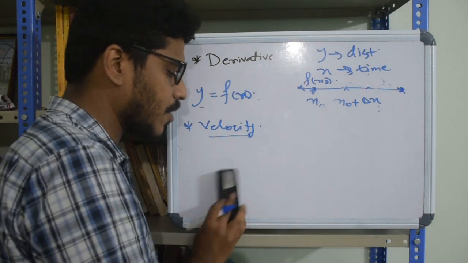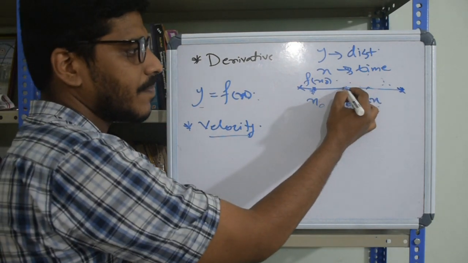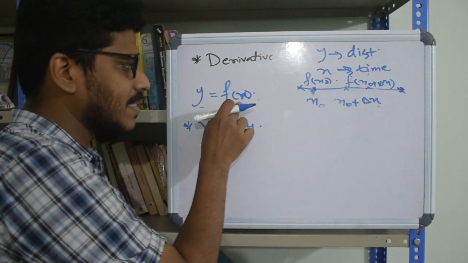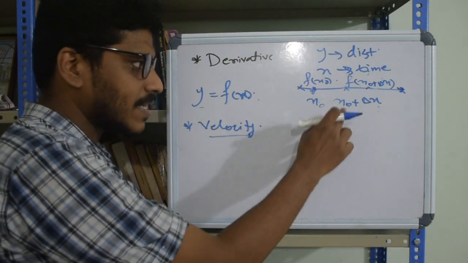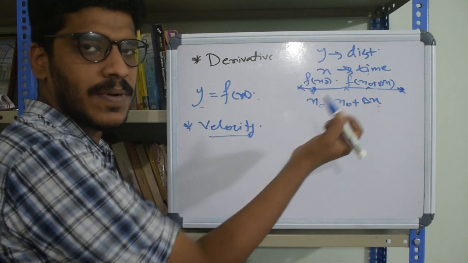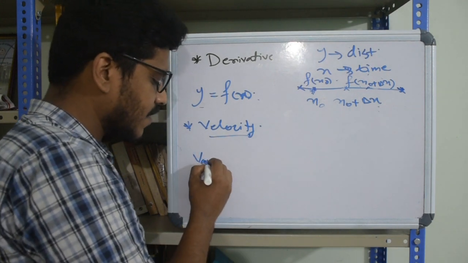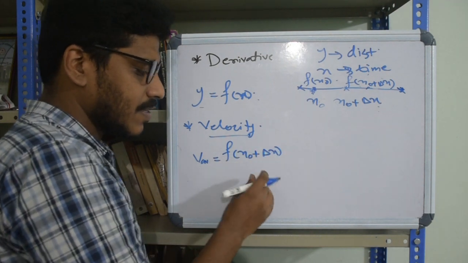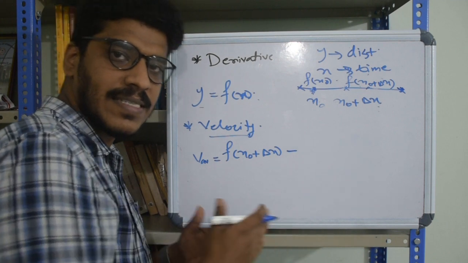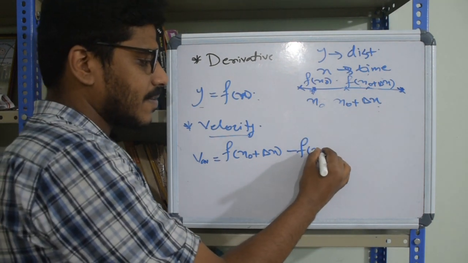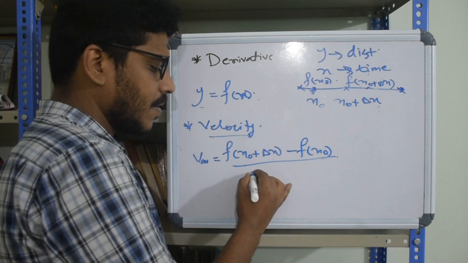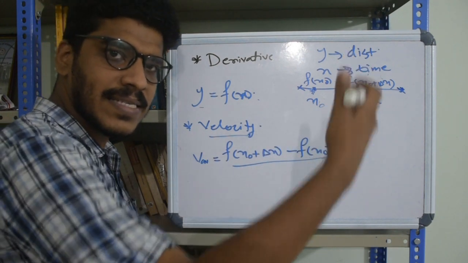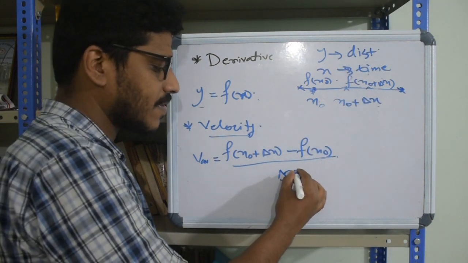Let's make use of the same formula. The final distance here will be f of x naught plus delta x. Since the distance at time x is actually given as f of x, so the distance at time x naught plus delta x will be f of x naught plus delta x. So the average velocity will be f of x naught plus delta x, the final distance minus initial distance will give us the distance travelled, minus f of x naught, divided by x naught plus delta x minus x naught. So that x naught and minus x naught will be cancelled out and we will be left with delta x.